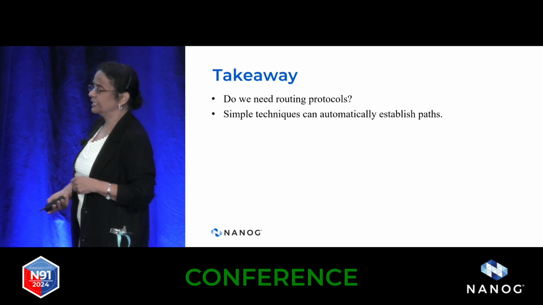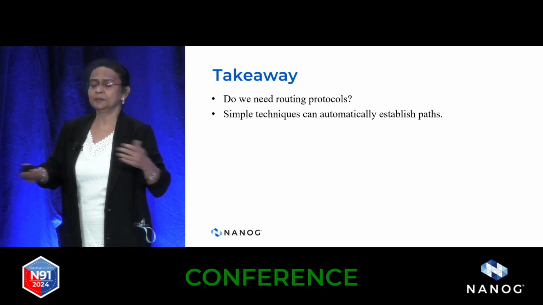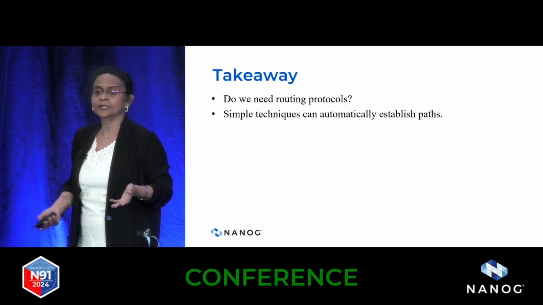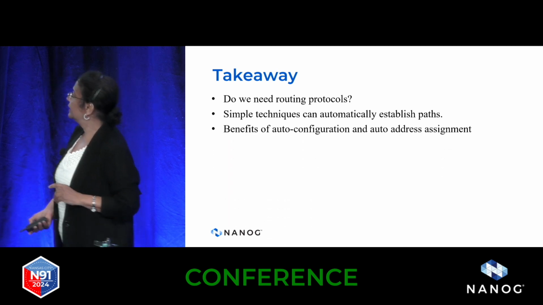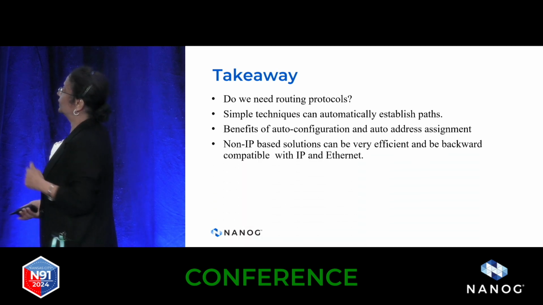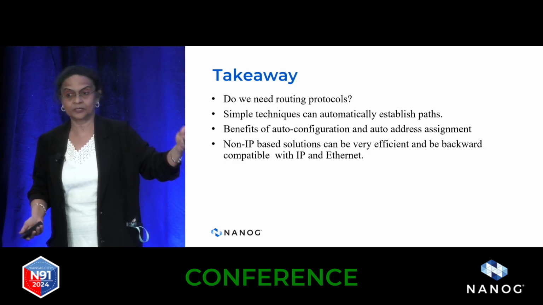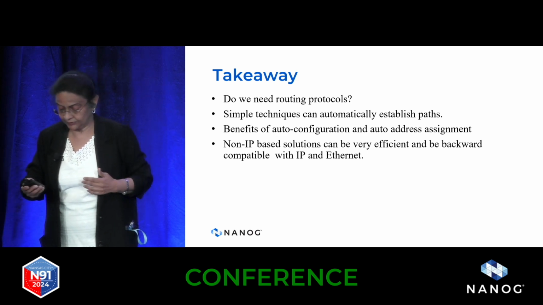Simple techniques can automatically establish all the routing paths. They can be auto-configured, auto-assigned, auto-configured. You name it and you can have all the benefits. And the benefits of auto configuration, auto address assignment: one major problem we face when configuring networks is human error. You don't have that here.